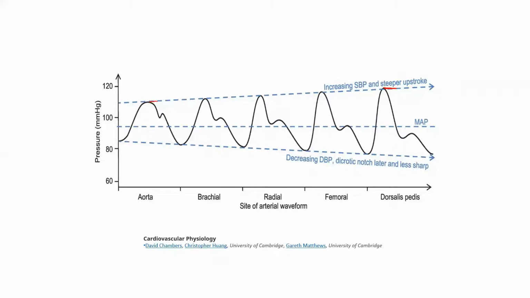This is as you go down: brachial, radial, femoral, dorsalis pedis, okay? And that's why if you measure the blood pressure in the upper limb and compare it to the lower limb, the lower limb will give you higher readings, okay? Because of the peripheral augmentation of the blood pressure. Why the peripheral augmentation? Physiologically, that's because of this.